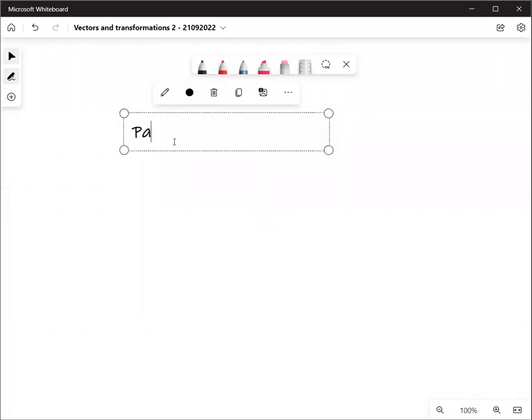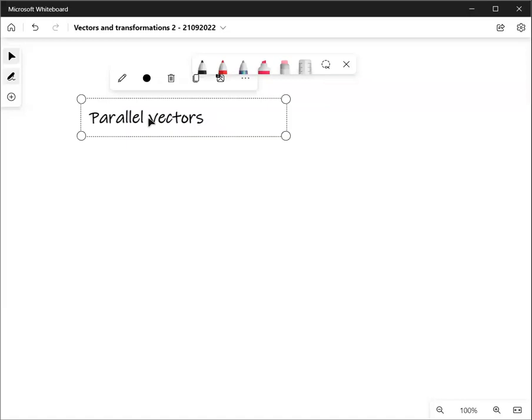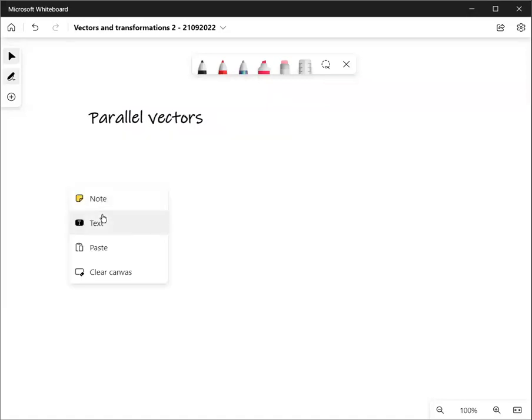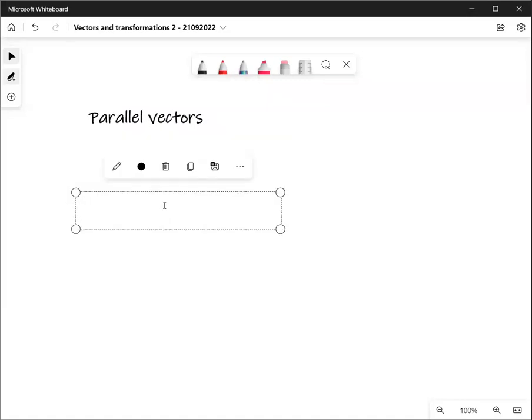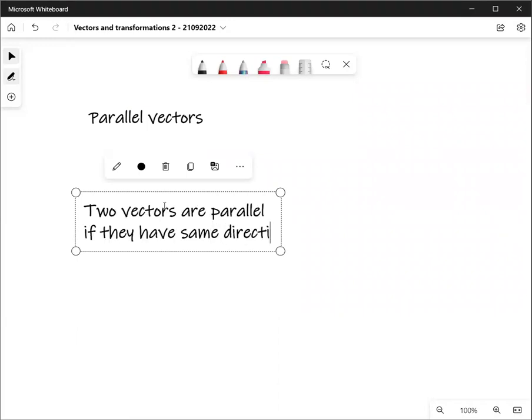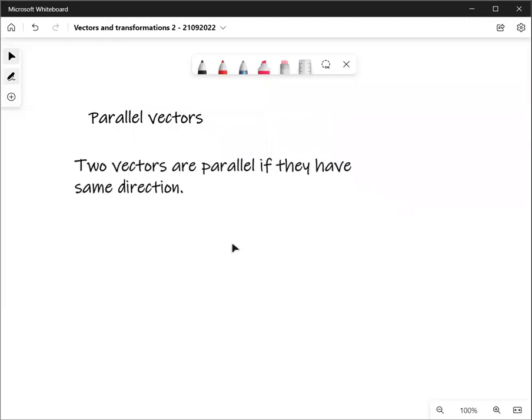Now, I hope you're writing this in your notebook. Don't just tell me the answer. Write everything down. Parallel vectors. Now the parallel vectors are, let's say, two vectors are parallel if they have the same direction. How do we know if they have the same direction? How do we know that?